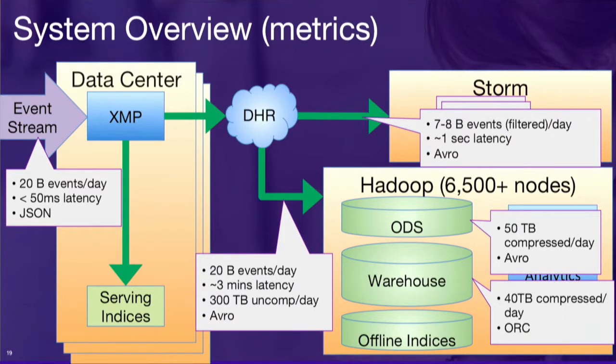Then DHR also deposits 20 billion events onto Hadoop HDFS. The latency that is observed on HDFS is about 2 to 3 milliseconds. I would say 3 is an upper bound. The amount of data that's deposited here is about 300 terabytes uncompressed per day, and the file format is Avro. Again, for ODS, daily we add about 50 terabytes of compressed Avro data. And then to the warehouse, we add about 40 terabytes of compressed data daily. This data is more tightly compacted.